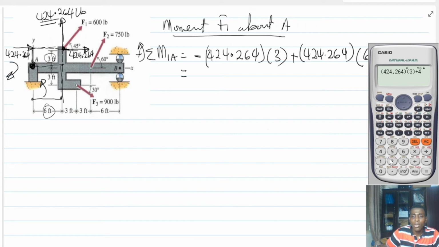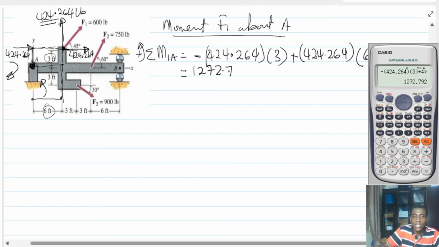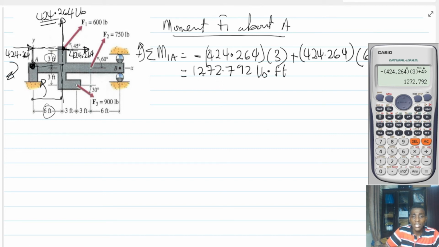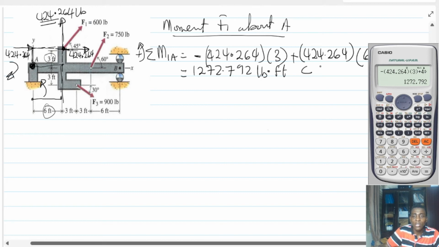plus 424.264, and I'm multiplying this by 6. There is negative here. So the answer is going to be 1272.792. And this is actually in pound force feet. And the answer that we have here is positive. Is that right? Therefore, it's what? Counterclockwise. Is that right?